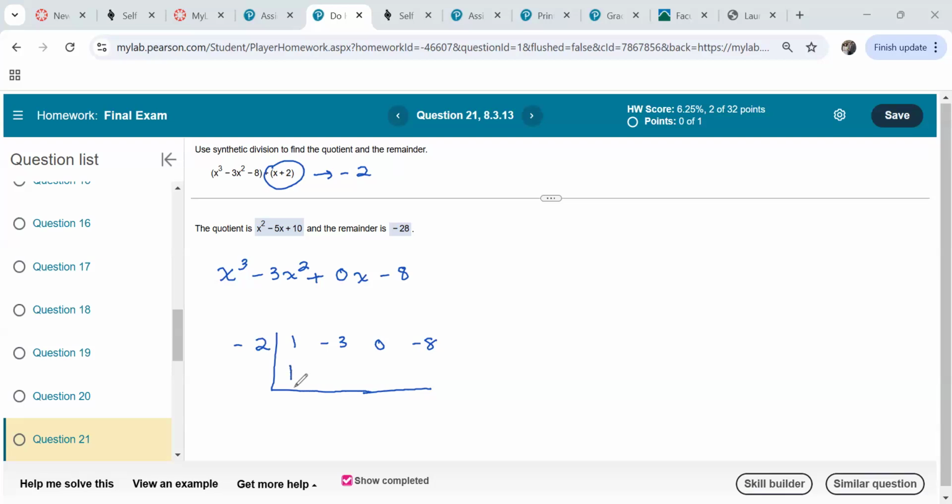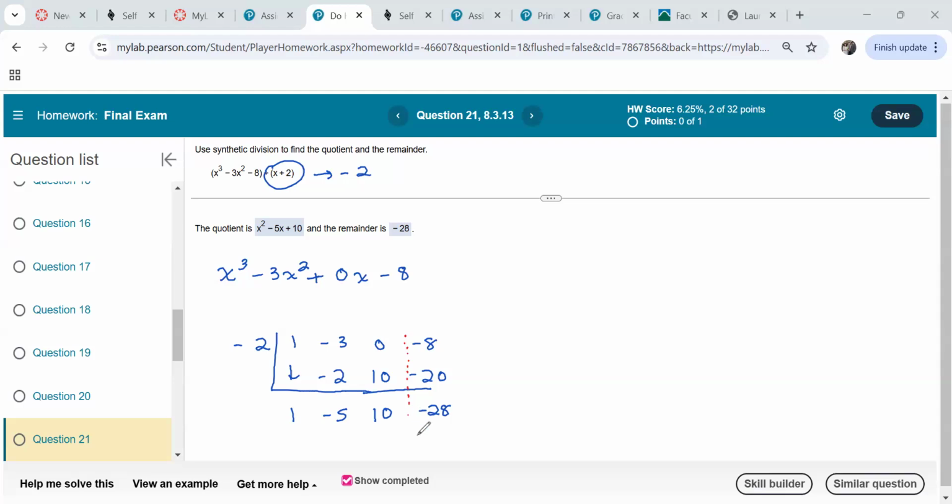So synthetic division, I'm going to drop the 1. 1 times -2 is -2. Then we add -3 and -2. That gives me -5. Then I go -5 times -2 gives me 10. 0 plus 10 just gives me 10 again. 10 times -2 is -20, sorry. In the end, I'm going to get -28. I was like cutting to the chase there.